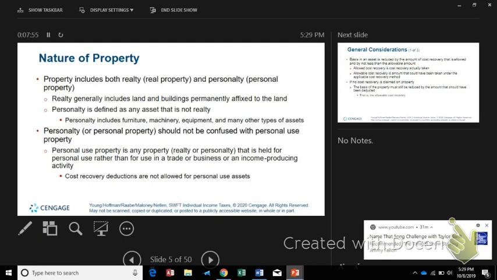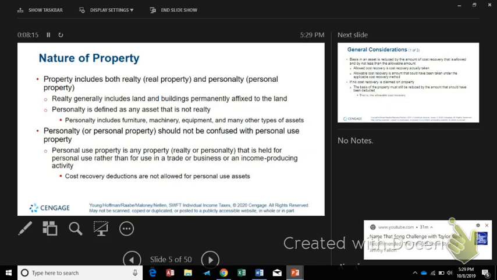We have different types of property. We have property that includes both realty, which is real property, and I love this word because I never say it right, personality, but that's personal property. Now, there's a difference between personal property and personal use property. All right. So, realty property usually includes land and buildings.